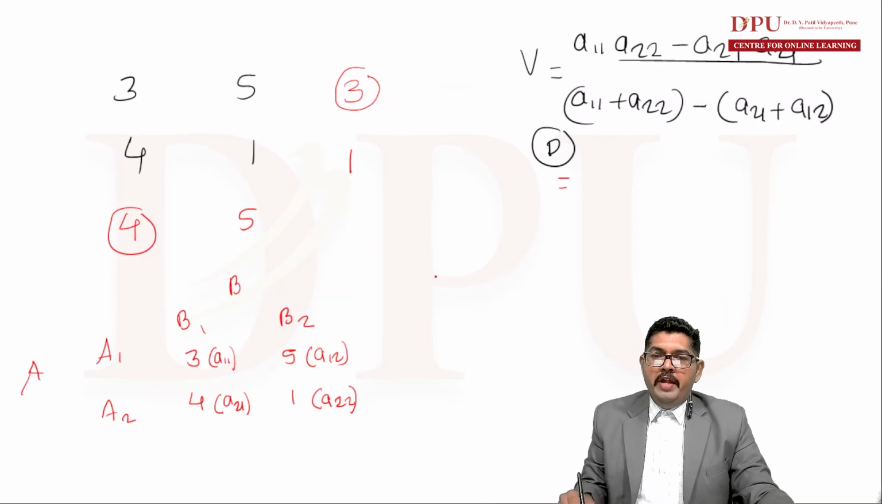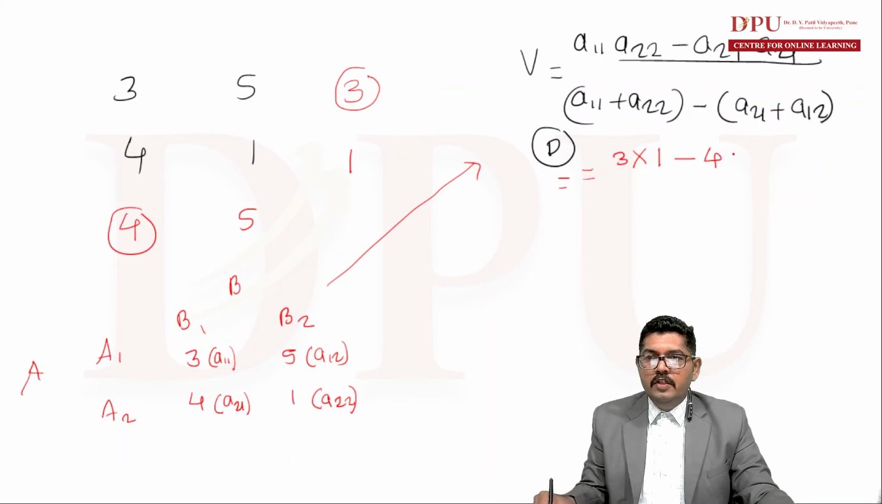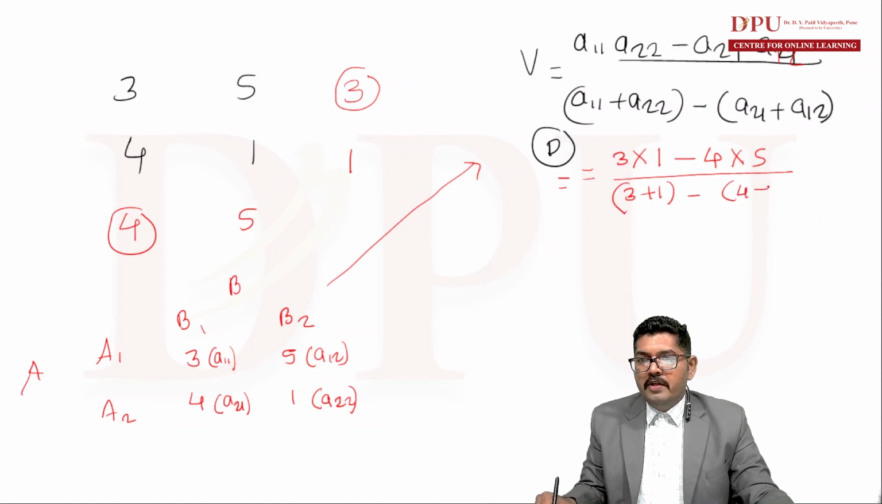Now we have to compare this particular table with this formula. We just have to put the values in this formula, and we will get the value of the game. So A11 is 3 multiplied by A22, which is 1, minus A21, which is 4, multiplied by A12. A12 is 5. Again we have to take a denominator. So 3 plus 1, the same way minus 4 plus 5.